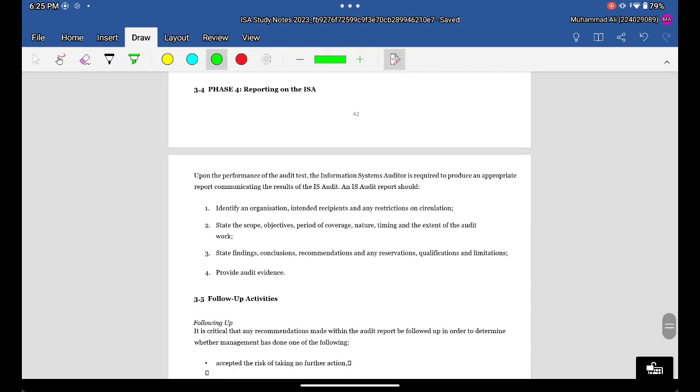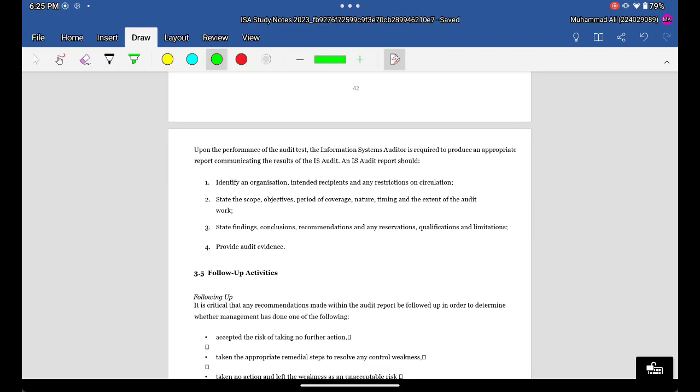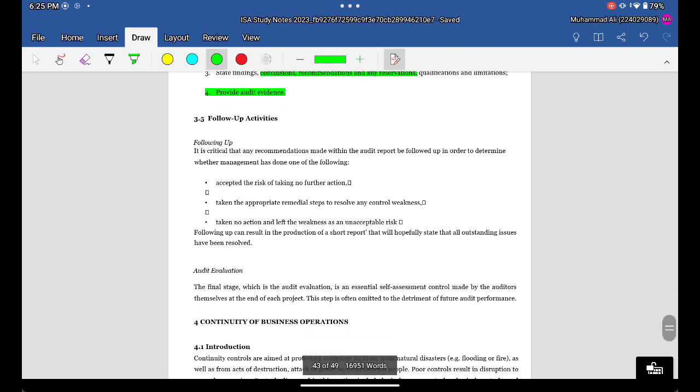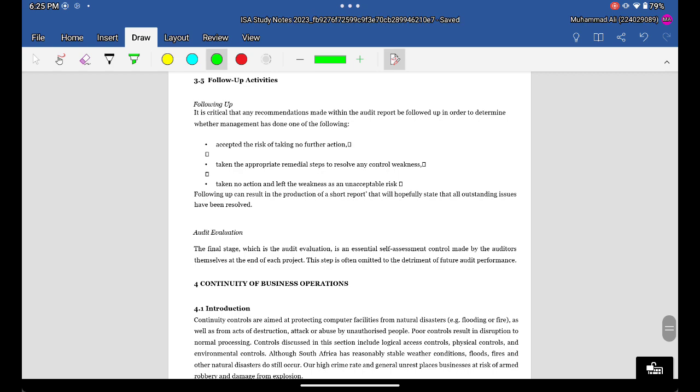Phase 4 is reporting. Phase 1 is planning the audit. Phase 2 was information management and assessment, audit assessment, audit management. The third is to do the actual audit. The fourth is reporting. After you do everything, you need to provide audit evidence, your conclusion and recommendations, and identify the scope, what you did in the audit, the organizations, and everything that you did in the business, plus follow-up activities.